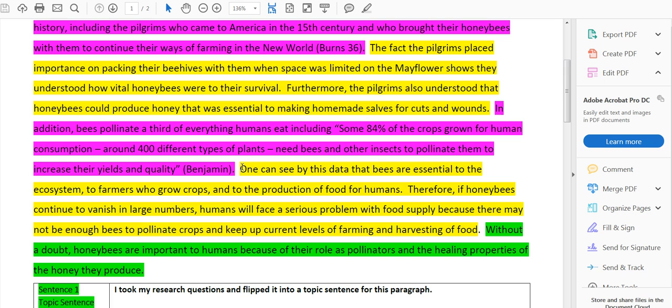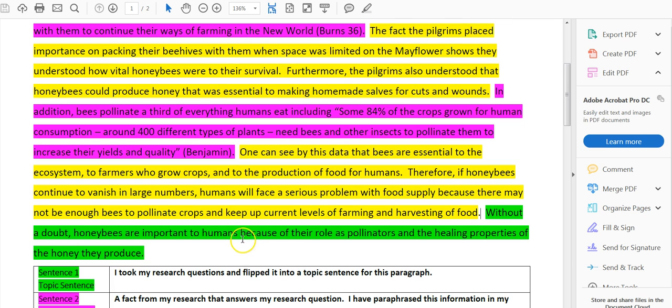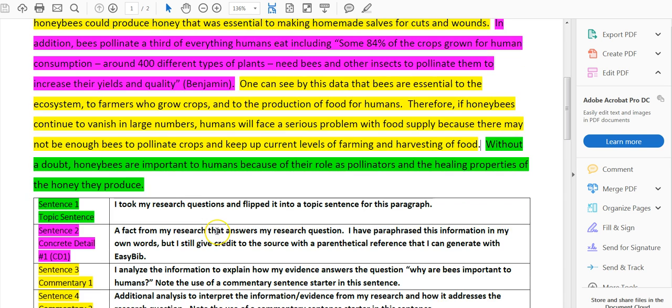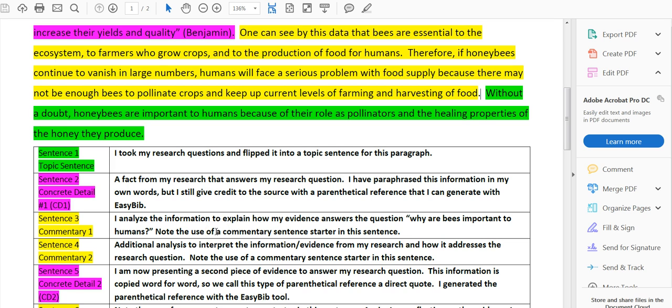Now I will end my paragraph with my 8th sentence, the concluding sentence. I've highlighted it in green. Without a doubt, honeybees are important to humans because of their role as pollinators and the healing properties of the honey they produce. I have restated the main idea and summarized my 2 pieces of evidence. Altogether, I now have a very clear and well-developed paragraph.